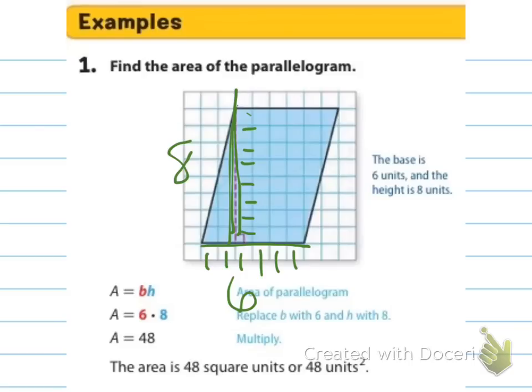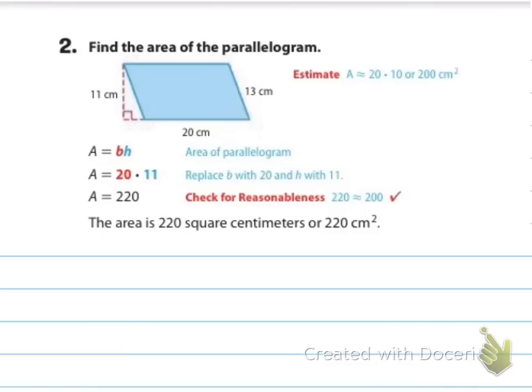And so the area formula for a parallelogram is base times height. So we're just going to do 8 times 6. And that is it. And so we find out that the area is 48 square units or units squared. We don't know what the units are. They don't tell us if they're centimeters, meters, but we can't just say 48. That is not the answer. We can write 48 and then units squared. Okay? So number 2 says find the area of the parallelogram.